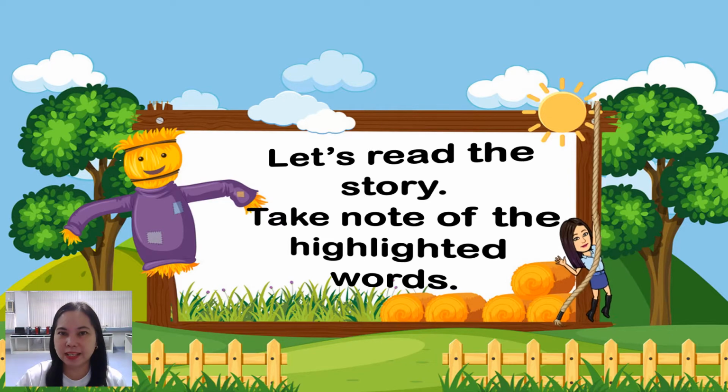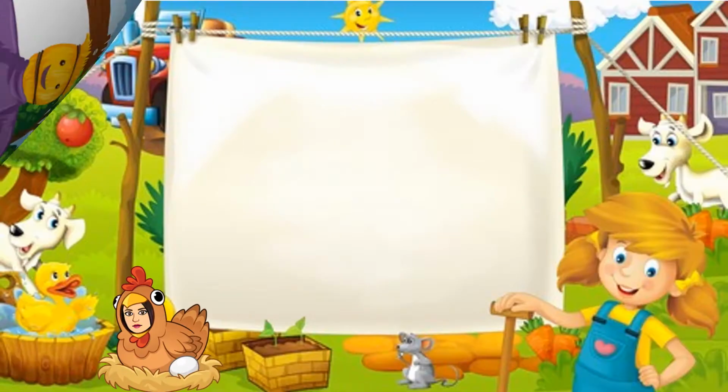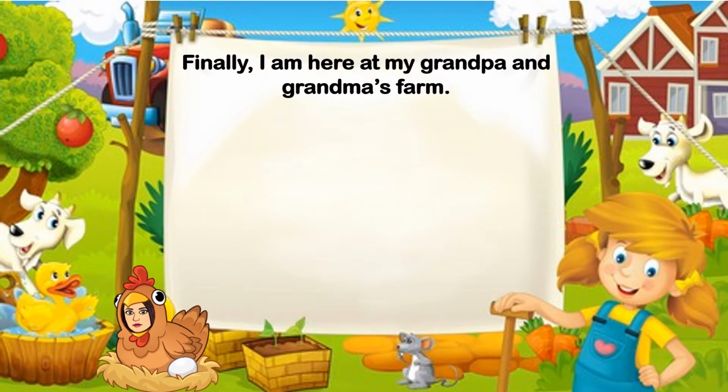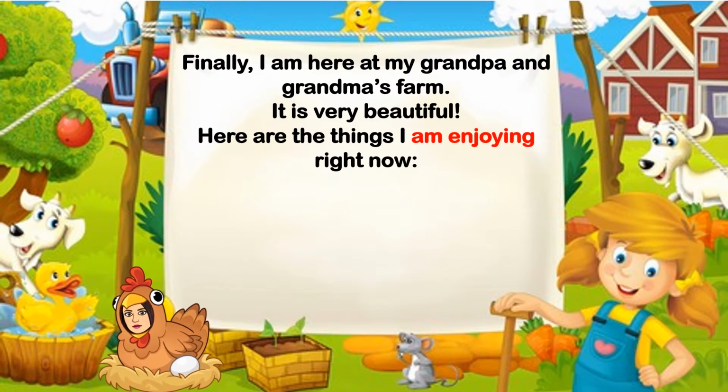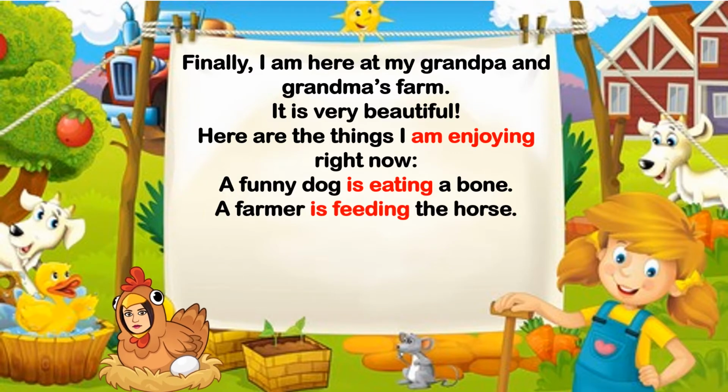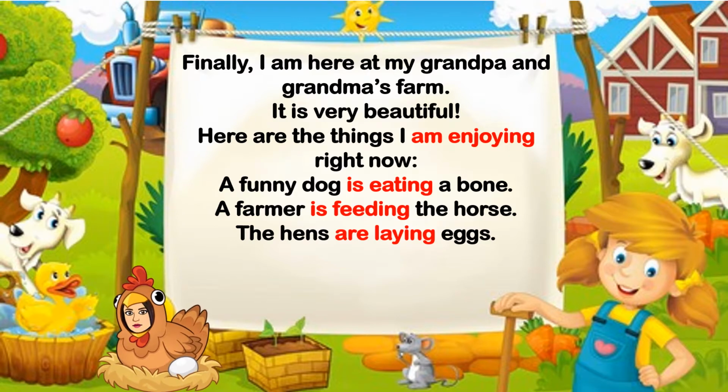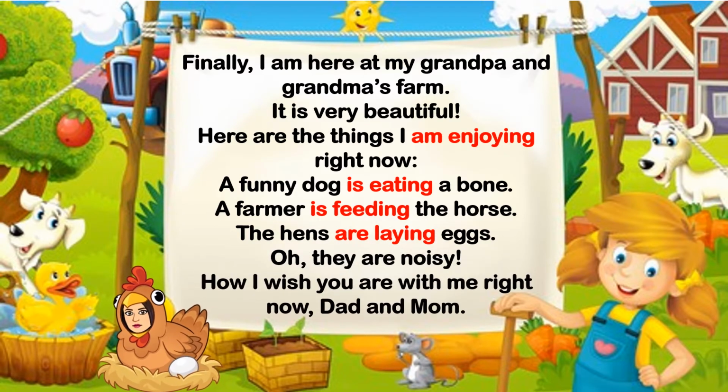Let's read the story. Take note of the highlighted words. Finally, I am here at my grandpa and grandma's farm. It is very beautiful. Here are the things I am enjoying right now. A funny dog is eating a bone. A farmer is feeding the horse. The hens are laying eggs. Oh, they are noisy. How I wish you are with me right now, Dad and Mom.